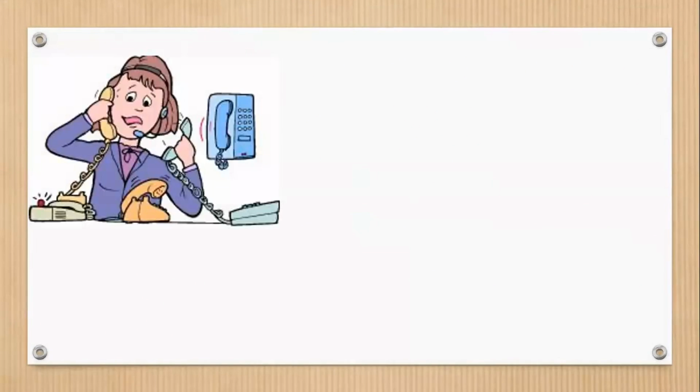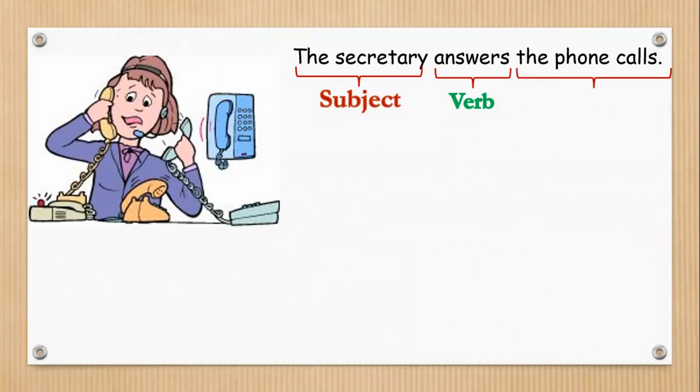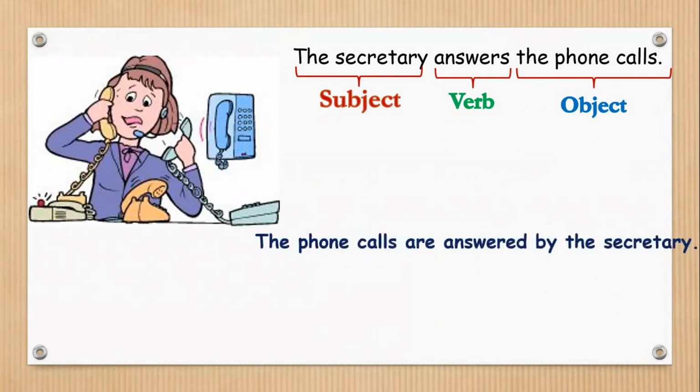And another example, we have the secretary answers the phone calls. In this sentence, we have first the subject, in this case the secretary, answers, the verb, the phone calls, the object. But in passive voice, the phone calls are answered by the secretary.